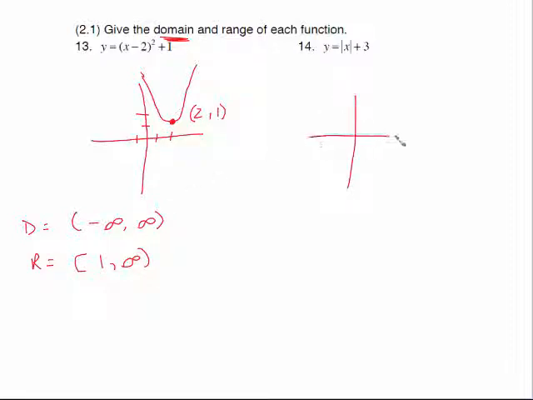Same thing, you can type this in your calculator and see that this is the absolute value. So this is a V, and it's something like this. The domain of absolute value also happens to be the infinities. And the range, like the parabola, we're talking bottom to top. So the least y value is 3, and it's going off to infinity.